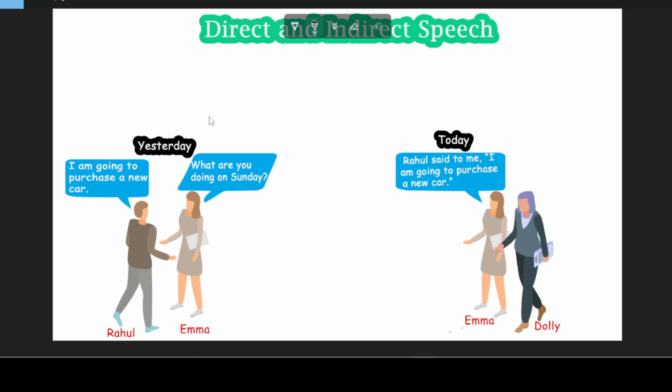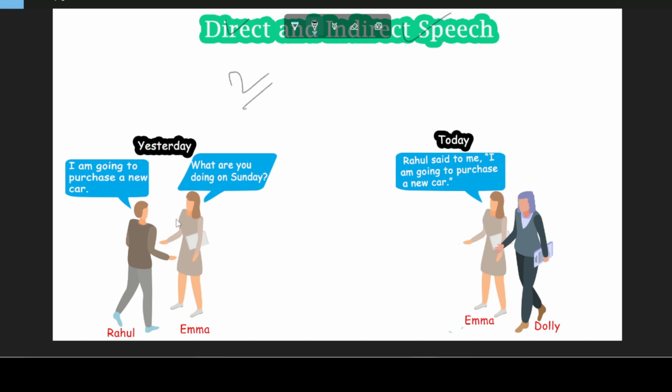So let me start. First of all, you will have to understand that to pass any message or information, we have two ways to pass any information or message. First is direct method or direct speech, we can say. Second is indirect method or indirect speech. We can pass any information to somebody in two ways. First is direct, second is indirect.